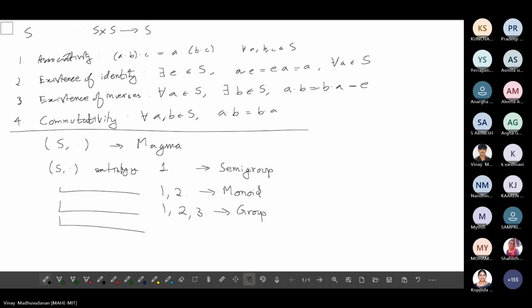And if it satisfies 1, 2, 3 and 4, then it is an abelian group or commutative group. Okay, in general you can say any of these satisfying 4 in addition is a commutative semigroup or commutative monoid or commutative group. Commutative group specifically is called abelian group. Other things we don't say abelian monoid or abelian semigroup. Commutative group is generally called abelian group. Okay, so that's for the definition.